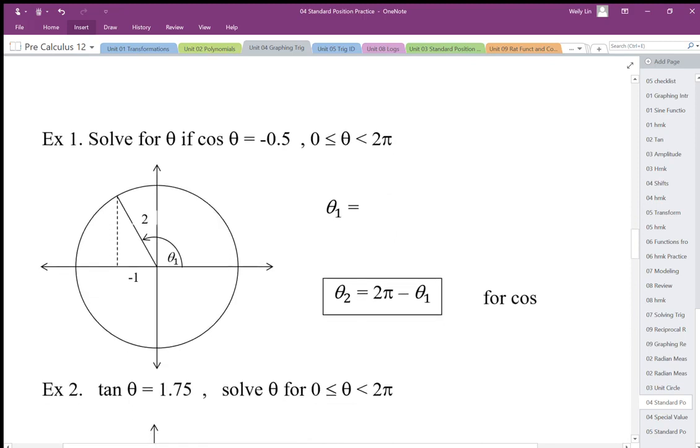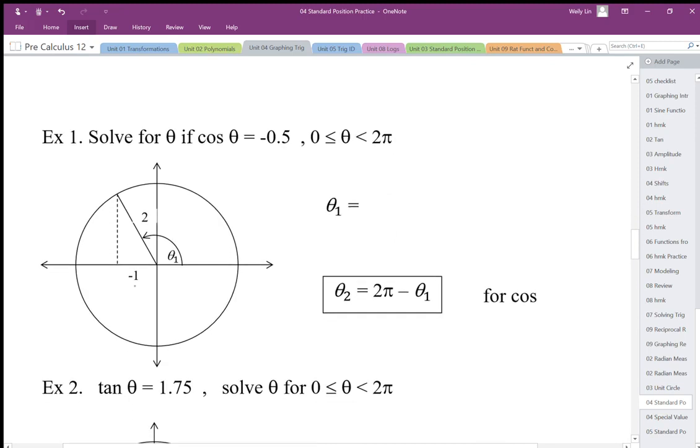So here's an example for cosine. Okay, cosine is 0.5, so again the ratio is 1/2. So cosine is x, so it's going to be -1 and 2 this way. Okay, and it doesn't tell us the quadrant. It tells us we know it's in the circle here, but it doesn't tell us the quadrant.